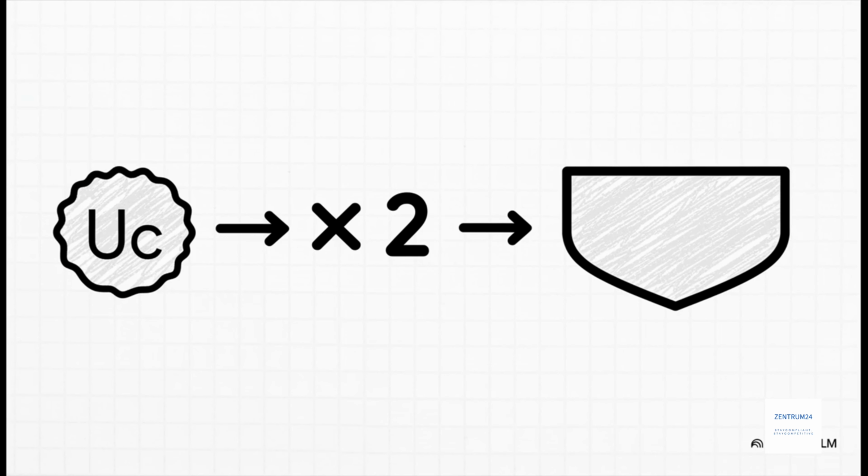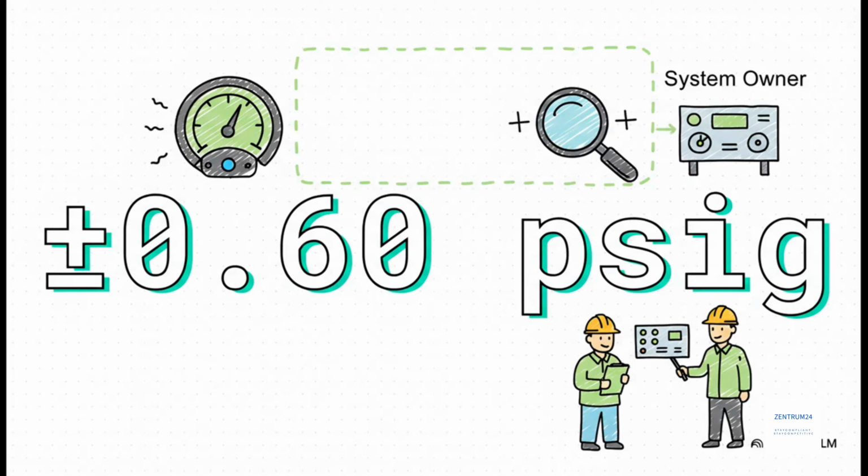We are so close. We have just one last step. We need to turn this combined uncertainty into our practical loop tolerance. We're going to go with the standard coverage factor of K equals 2, which gives us that 95% confidence level. To do that, we simply multiply our UC by our K factor. And boom, there it is. Our final calculated loop tolerance is plus or minus 0.60 psi. That is the magic number.